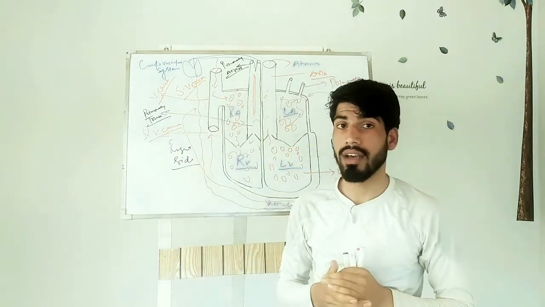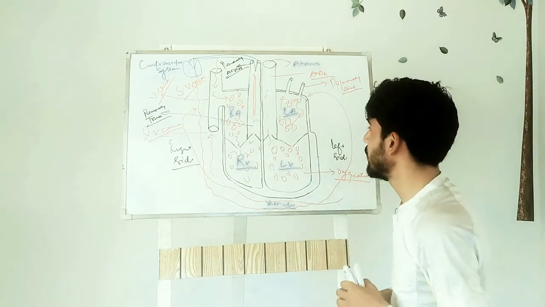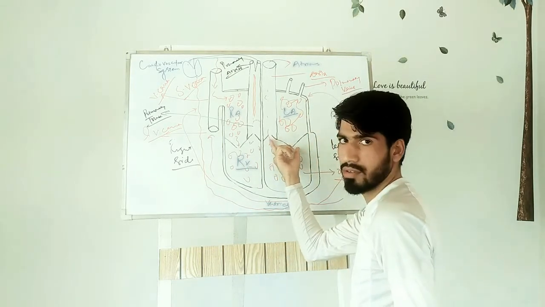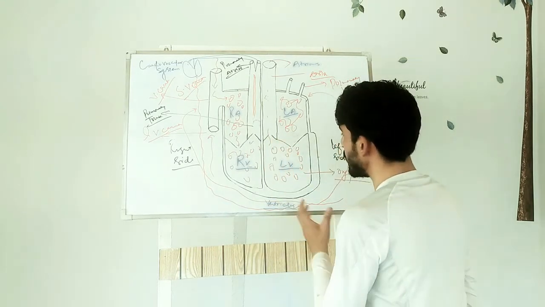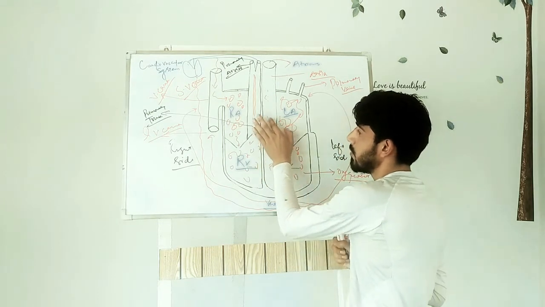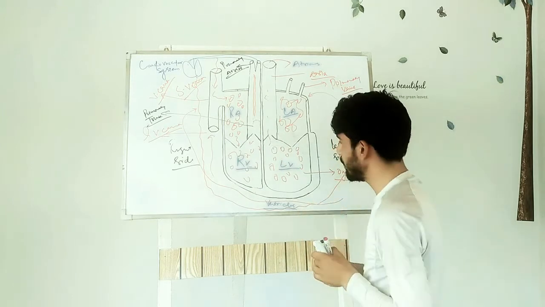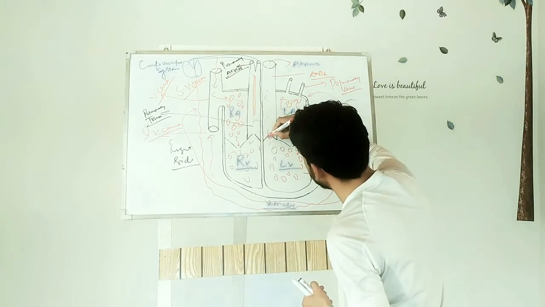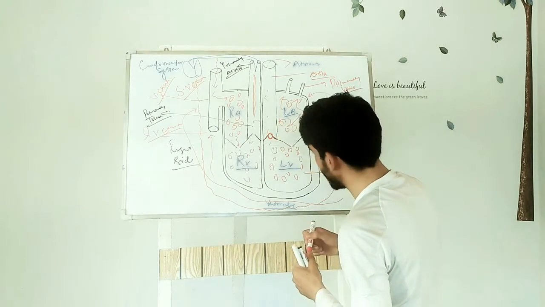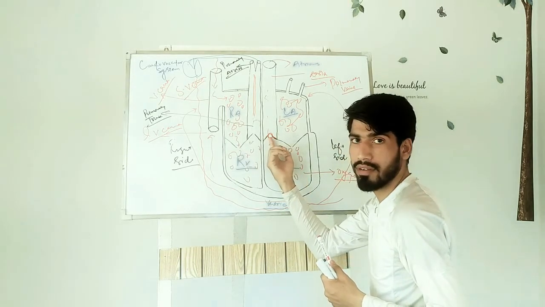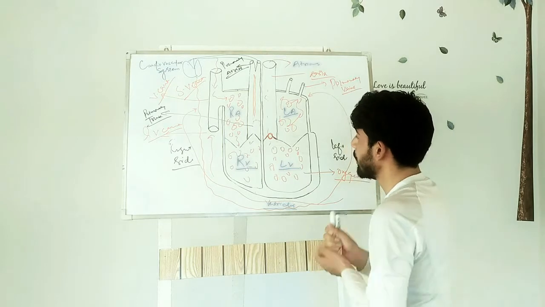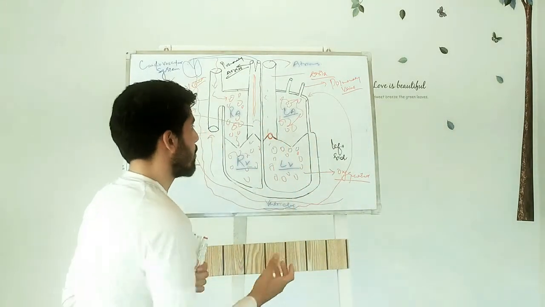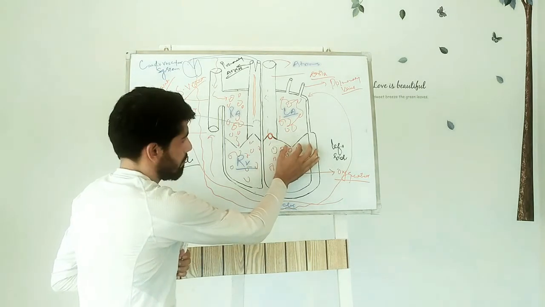Now we will talk about the valves. Here are some valves, or gates, or doors. In the left side of the heart there are two valves. When the left ventricle contracts, the blood flows from this vessel, and this valve will be closed at that time. Here represents the door. What happens when the left ventricle contracts? This door will be open, but this door will be closed at that time.